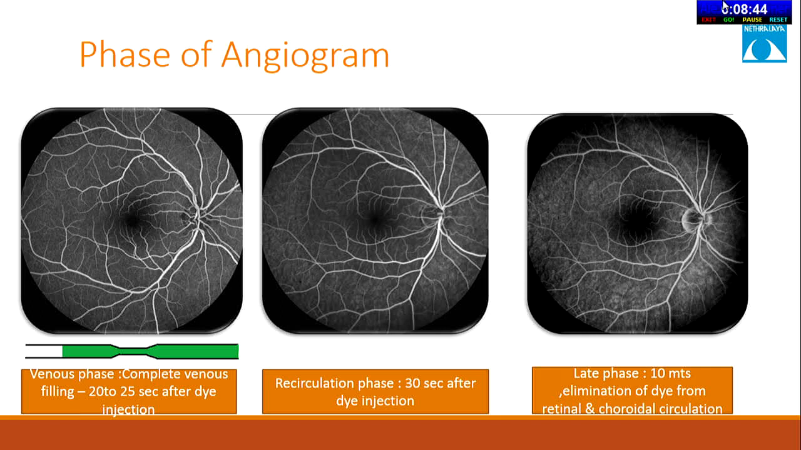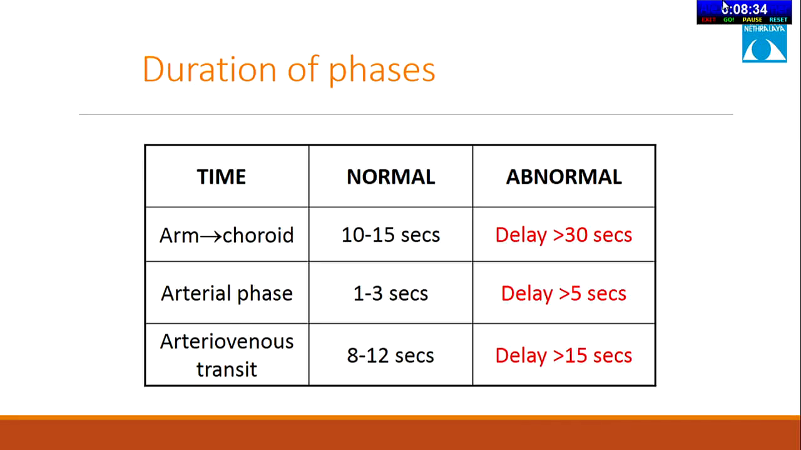From here, the intensity of the fluorescein starts decreasing. Coming to the recirculation phase, the dye is gradually eliminated from the eye. And the timing is important. Anything more than 30 seconds in arm to choroid is abnormal, anything more than 5 seconds in the arterial phase is delayed, and arteriovenous transit more than 15 seconds is abnormal.